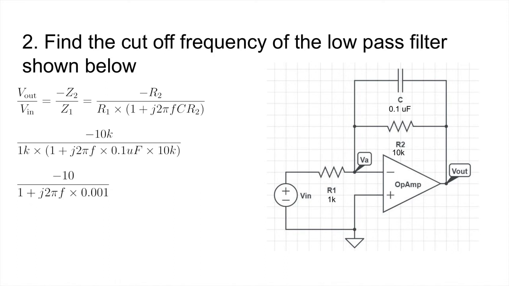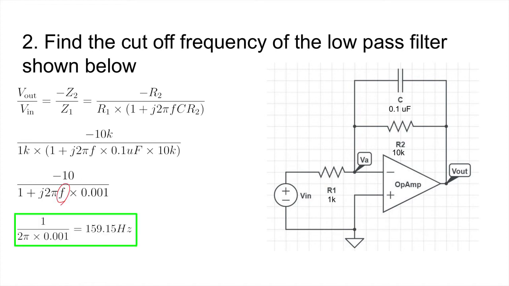Simplifying that all out, the 10,000 divided by 1,000 becomes just negative 10. 0.1 microfarads times 10,000 ohms ends up combining to be 0.001. And we have our equation here. Now, to solve for the cutoff frequency that we want, we're going to use just a part of this equation, namely 1 over 2π times 0.001, everything right next to f. And if we calculate for that, we will end up with a cutoff frequency of 159.15 hertz, about 160 hertz.